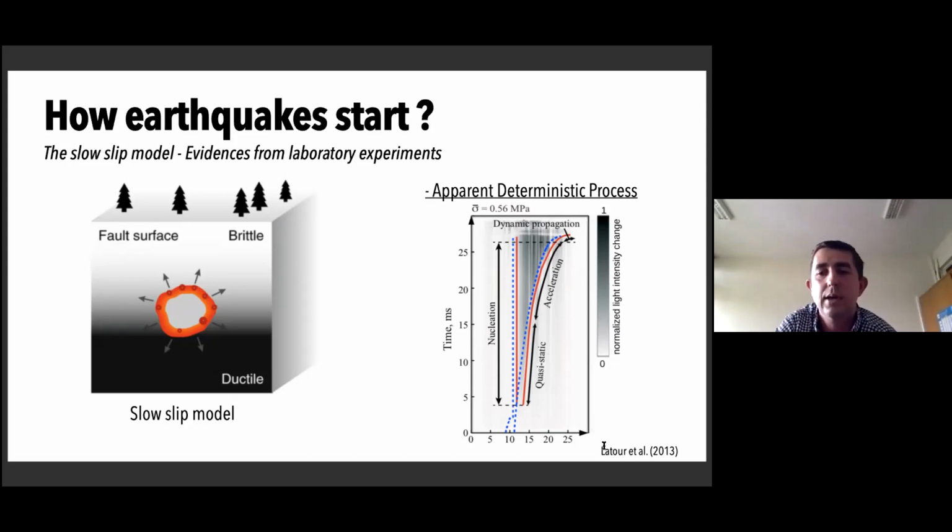This is one by Soumaya in Toulouse, in which you can see as time goes, so time is going up in that direction.